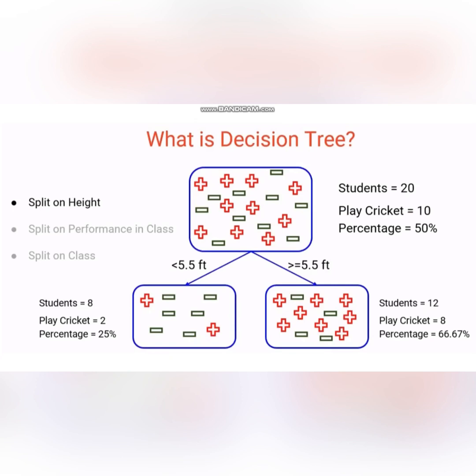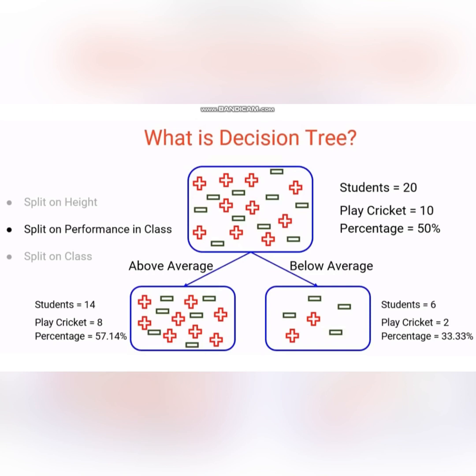In greater than or equal to 5.5 feet, 66.67% of students play cricket. Let us see the next example. In this example, we have classified based on their performance in class. 57% of students are above average and 33% are below average. Let us see the next split.